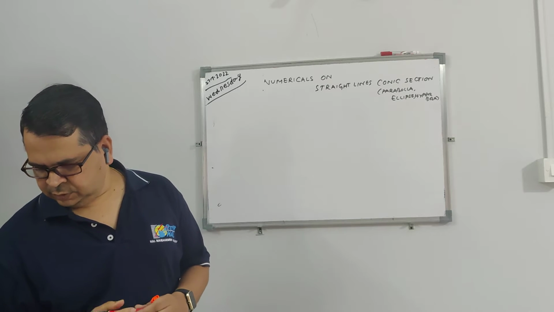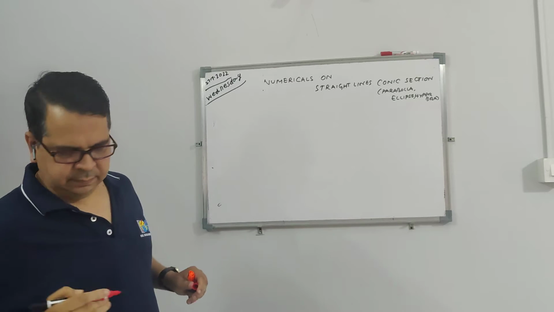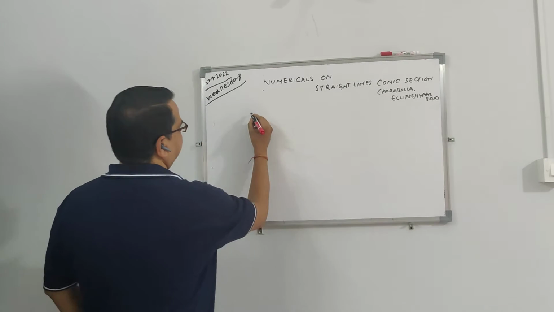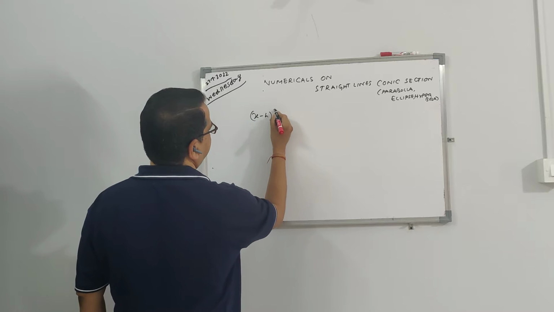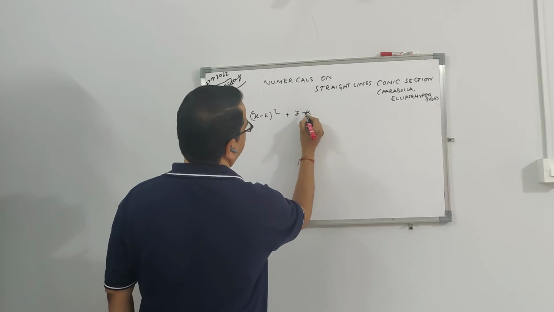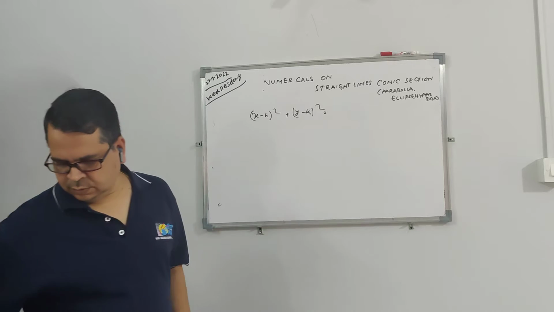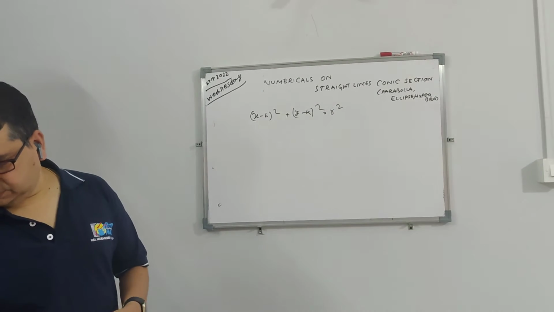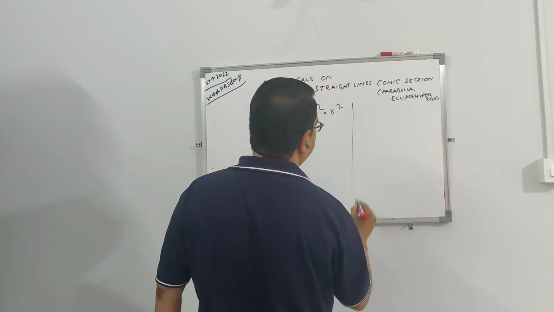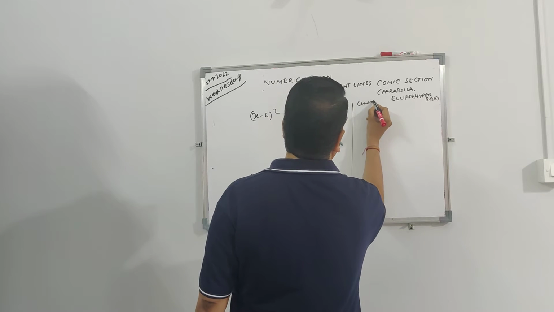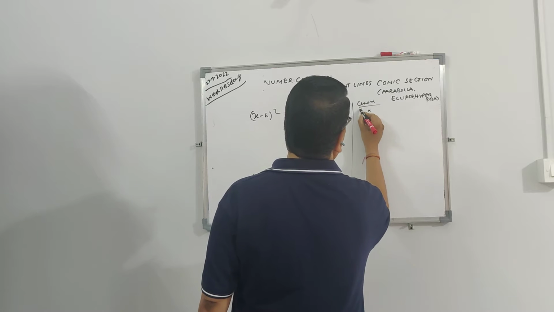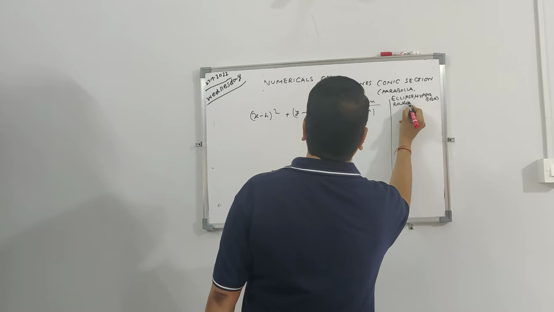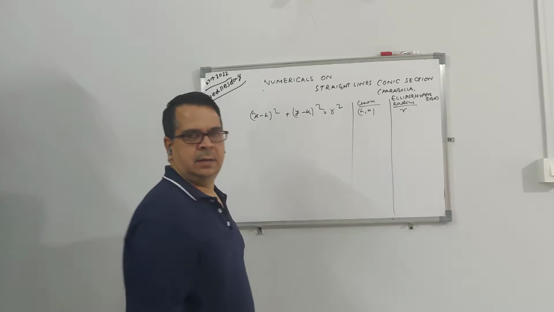So the standard equation of circle is x minus h whole square plus y minus k whole square is equal to r square. So this is the standard equation of circle. Here your center is h and k, and your radius is r.